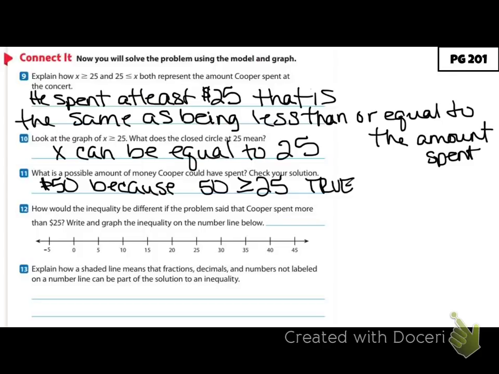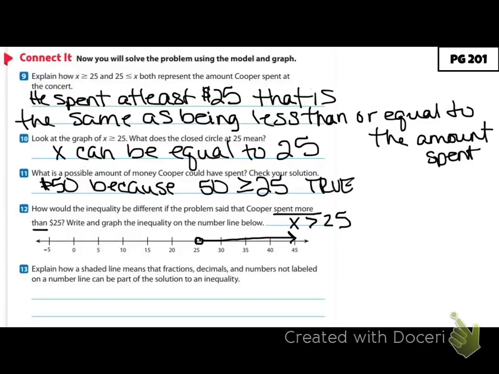Number 12. How would the inequality be different if the problem said that Cooper spent more than $25? Write and graph the inequality on the number line. If he spent more than, is the 25 included this time? No, it's not. So instead of greater than or equal to, it would just be greater than 25. So then when we graph that, we would find our 25. It does not include the 25, so we leave it open with our arrow to the right.